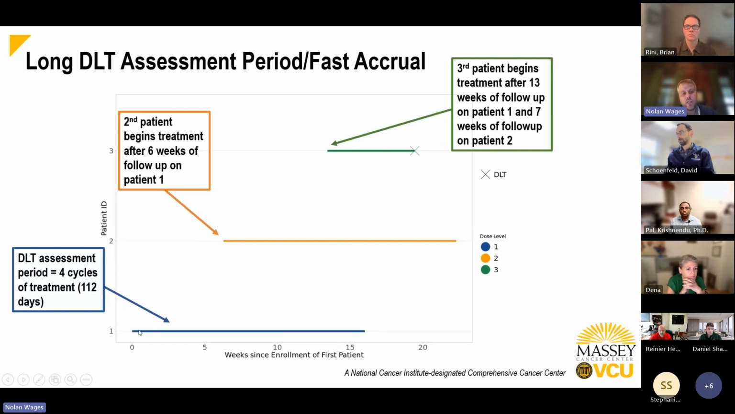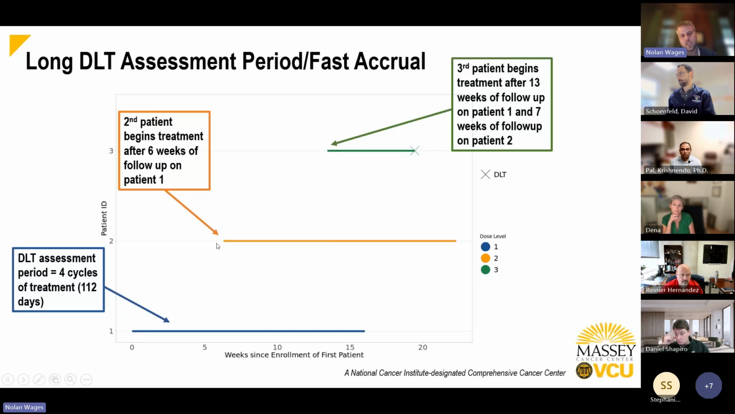We might have a really long DLT assessment period here, perhaps of 4 cycles of treatment. And while we're waiting on the outcome for the blue patient, the orange patient comes on study. We have about 6 weeks worth of information for the blue patient when the orange patient comes on. And then we have about 8 weeks worth of information on the orange patient when the green patient comes in. This is probably a more realistic case, that patients are coming in while we're waiting on outcomes for previous patients.